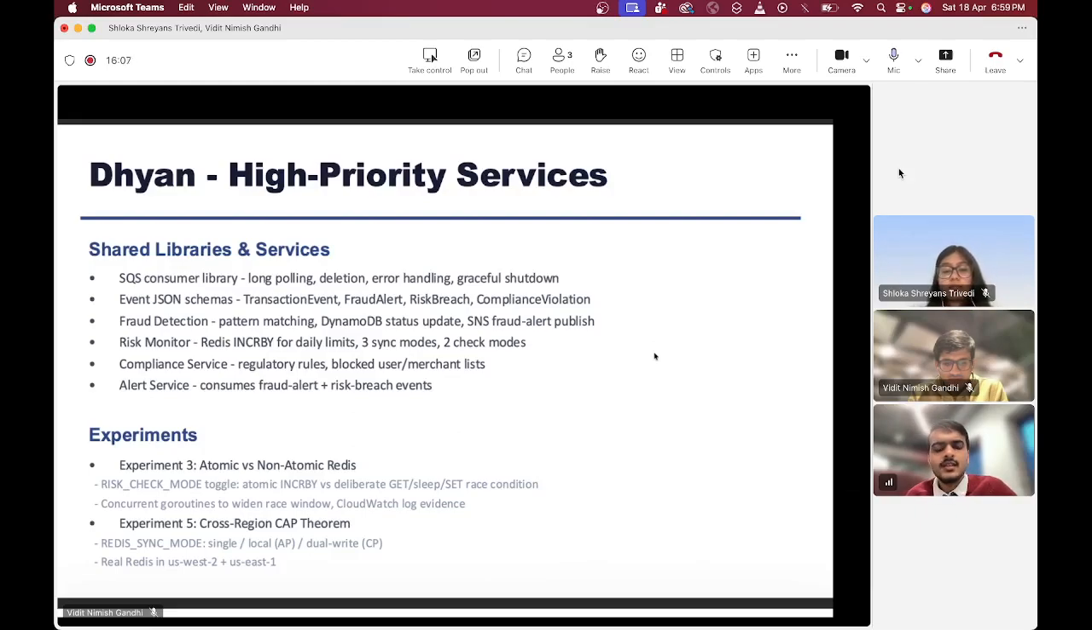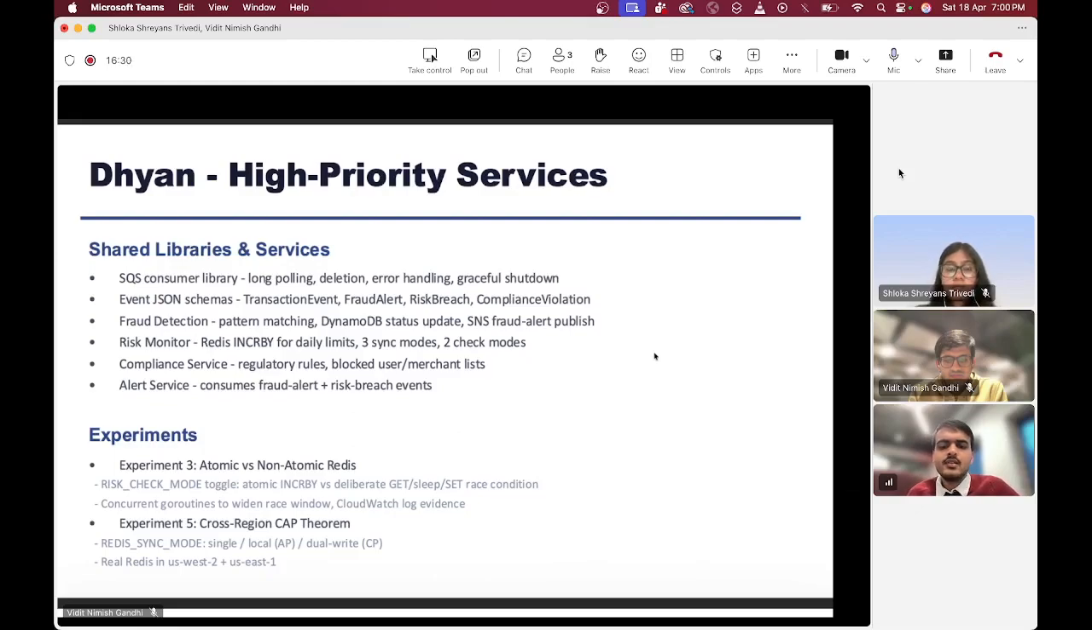The fraud detection service consumes from its dedicated fraud queue. It checks each transaction against fraud patterns stored in DynamoDB, such as high value transactions and the rest. When fraud is detected, it updates the transaction status in DynamoDB to flagged with a reason and publishes a fraud alert event to SNS.